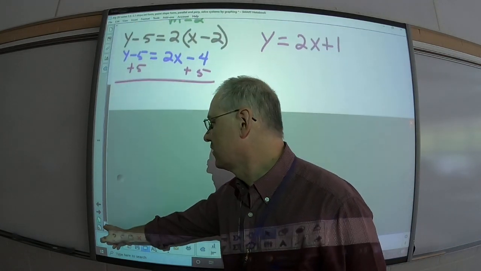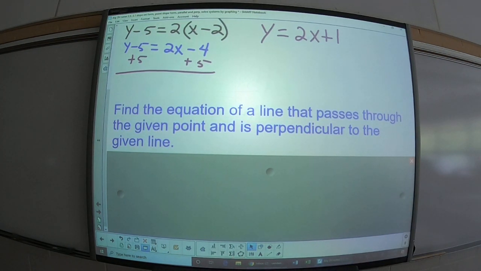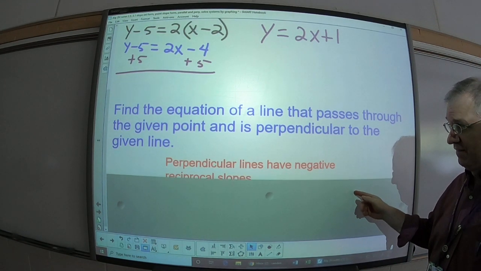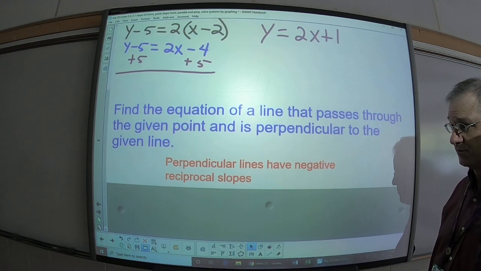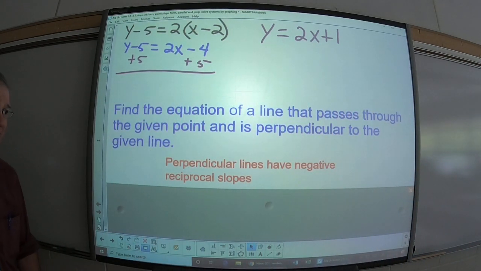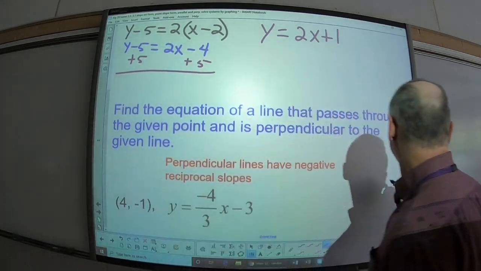Now, the next thing to talk about is perpendicular lines. Find the equation of a line that passes through the given point and is perpendicular to the given line. Well, there's something special about perpendicular lines. They have negative reciprocal slopes. A lot of you may not be sure what I mean by negative reciprocal slopes, so let's work with that a little bit.